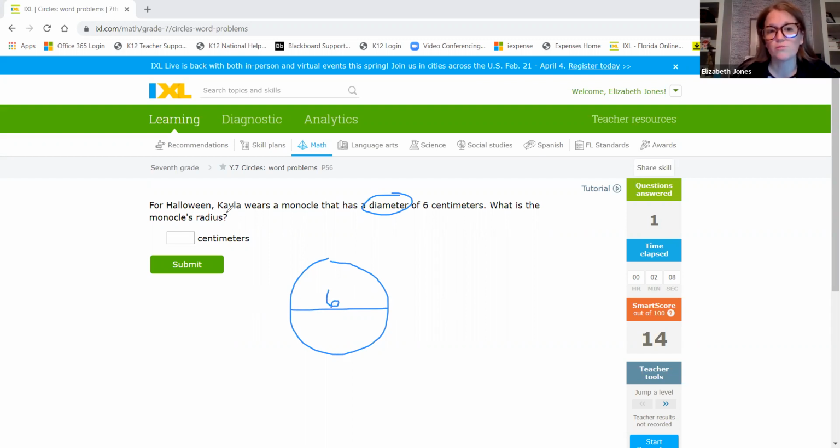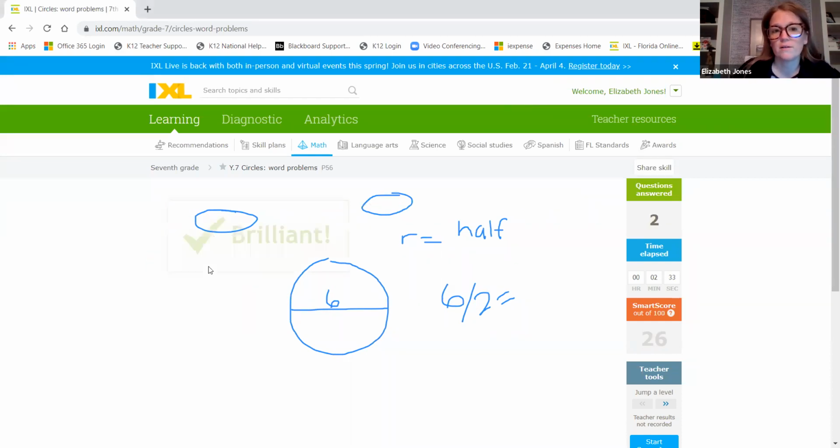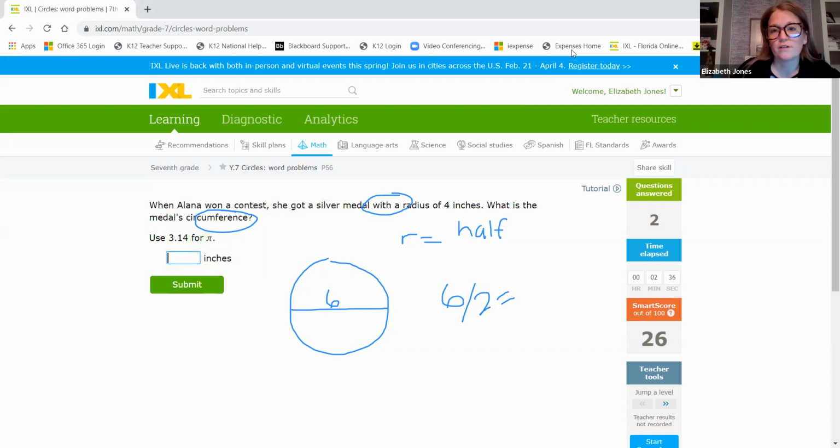What is the monocle's radius? Well, we know that the radius is half of the diameter. So we can divide 6 by 2. And then that will give us, because it's asking for the radius, the radius. So I'm going to go ahead and close this so I can type. So 6 divided by 2 is 3. I'm going to clear my drawings.